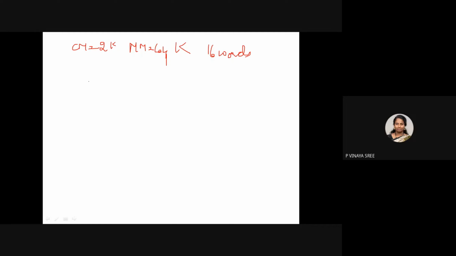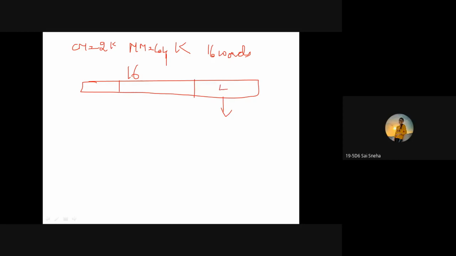Now tell me. You know that the word size is 16. If it is main memory, it will be divided into 2, but if it is cache, it will be divided into 3. What are those 3? One is the same here, the block offset. So how many bits will you get? 4. Then the cache line number. How many lines are in the cache?